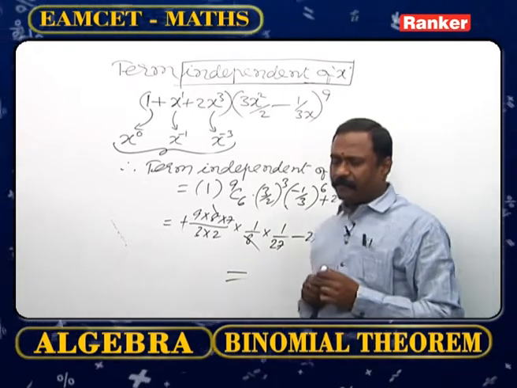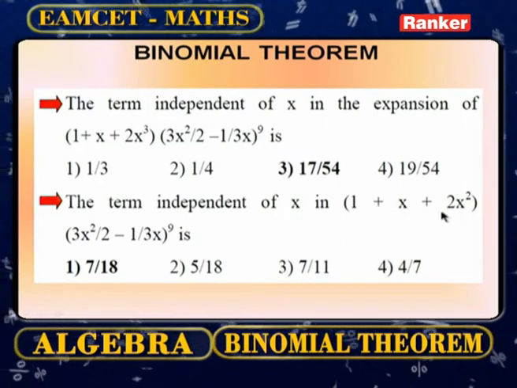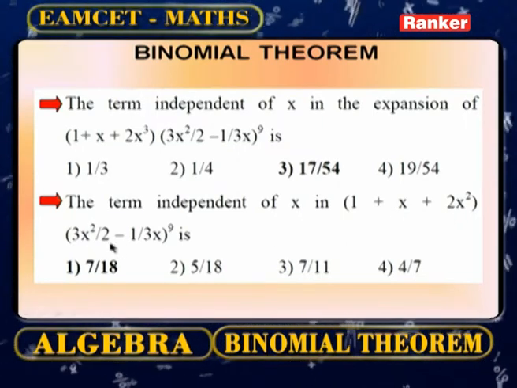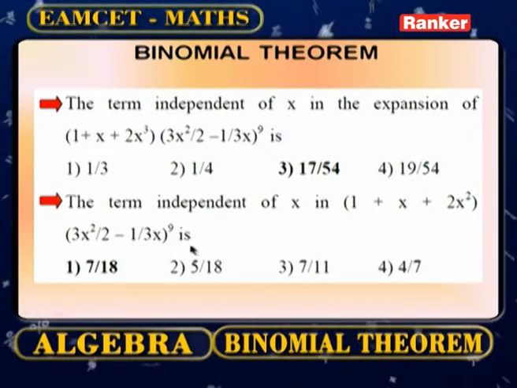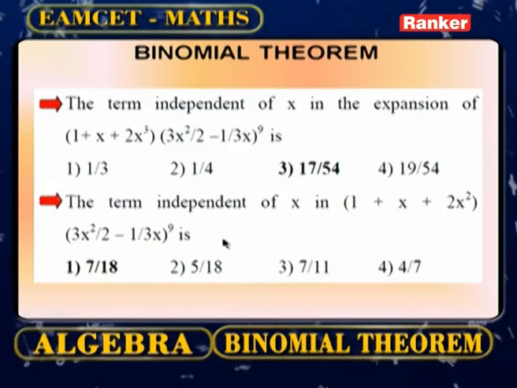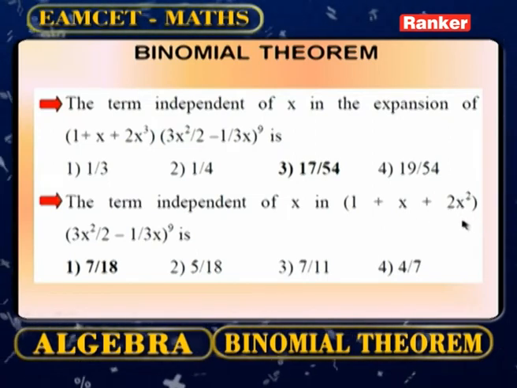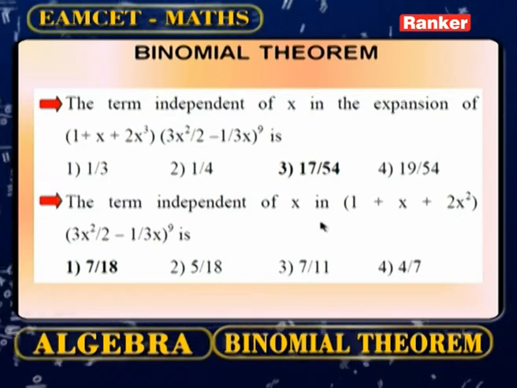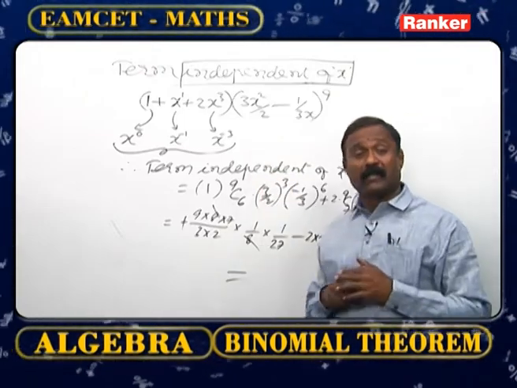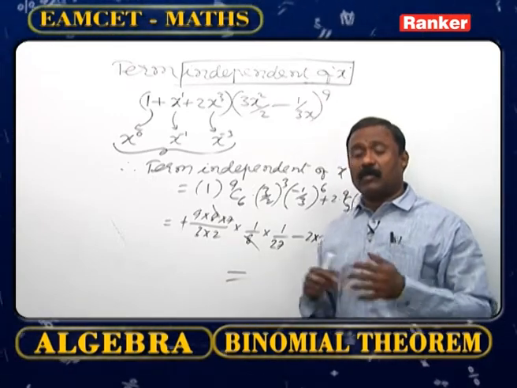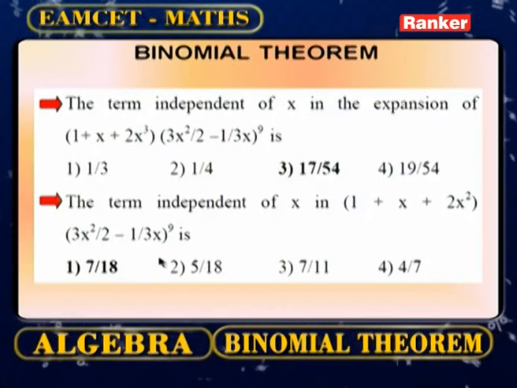Okay, next one: the term independent of x in (1 plus x plus 2x square) into (3x square by 2 minus 1 upon 3x) whole power 9. Same model, except that 1 plus x plus 2x square is there. That's the only difference. The same procedure you can follow. You can get the answer easily. So note down the problem and practice in the similar way. Okay, let's go through the next slide.